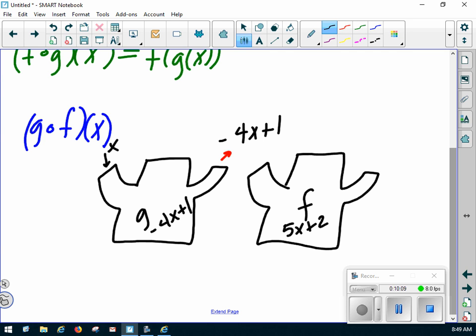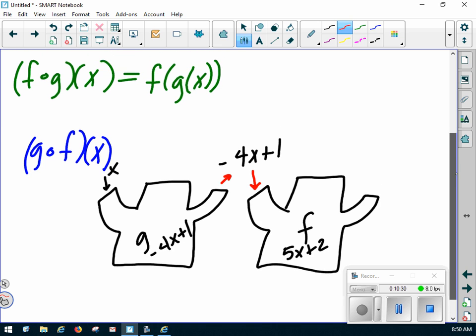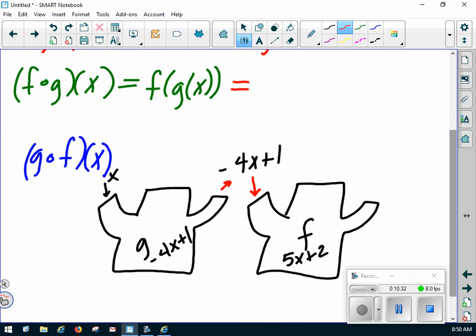Now, when negative 4x plus 1 goes into f, what in the world happens? What gets kicked out? The x gets kicked out, and what gets put in its place? So here's how we're going to write this. I know that everywhere in f that you see an x, I'm going to put negative 4x plus 1, right? So what's that going to look like if I put negative 4x plus 1 right there?